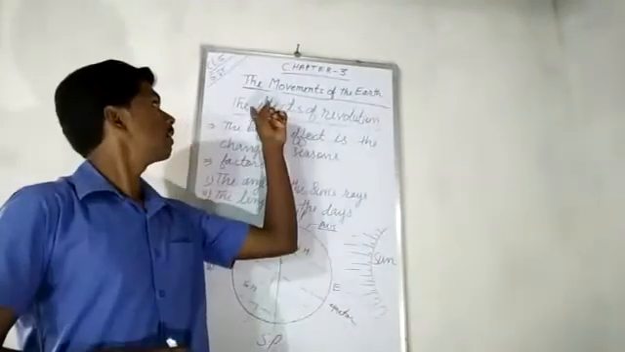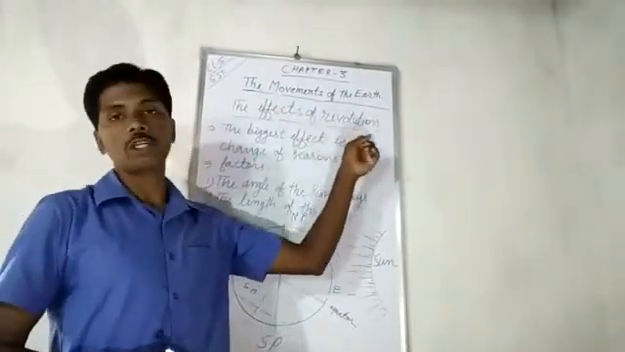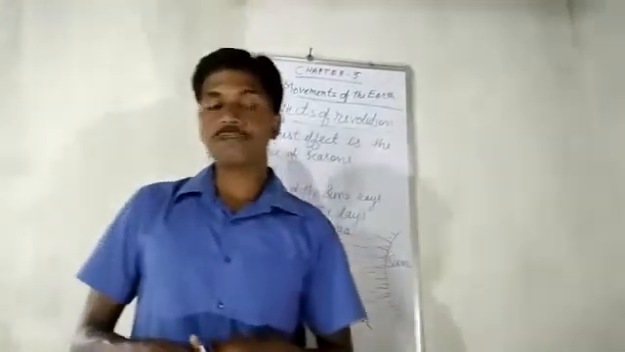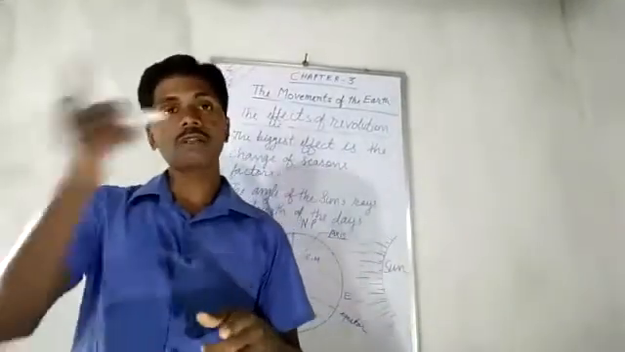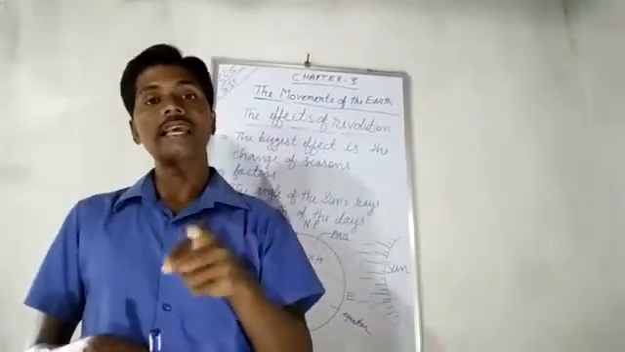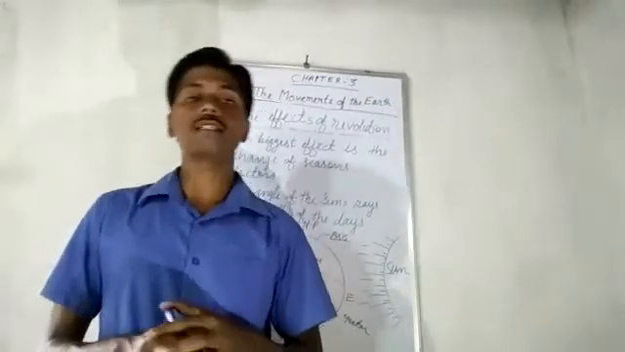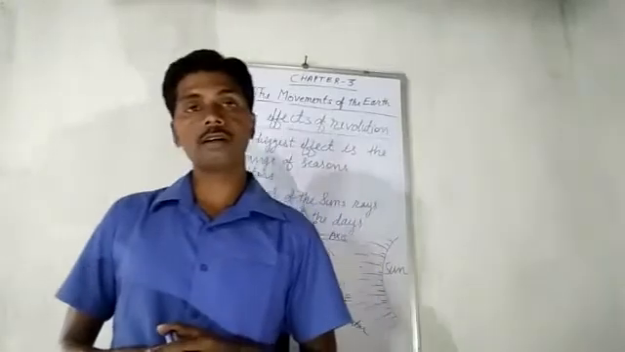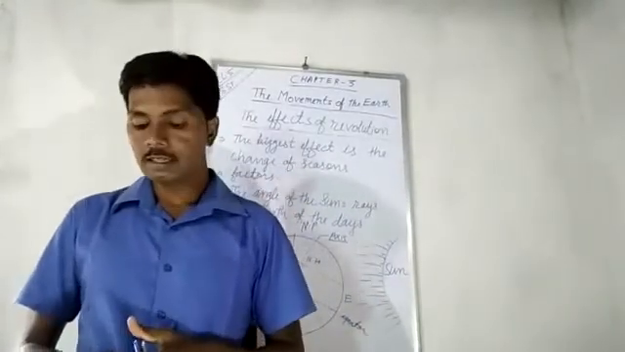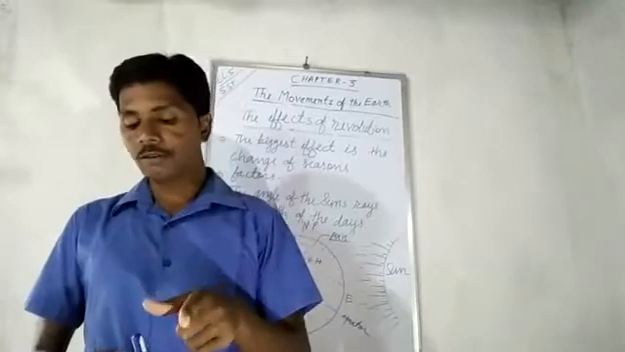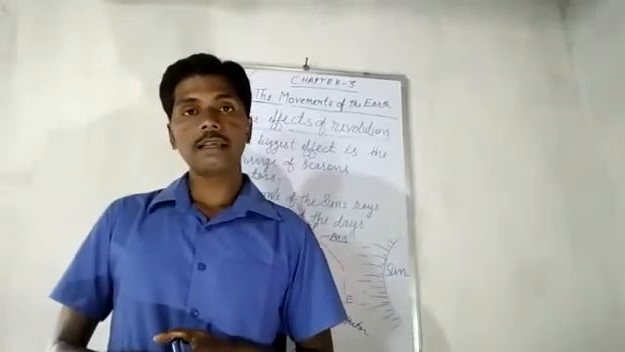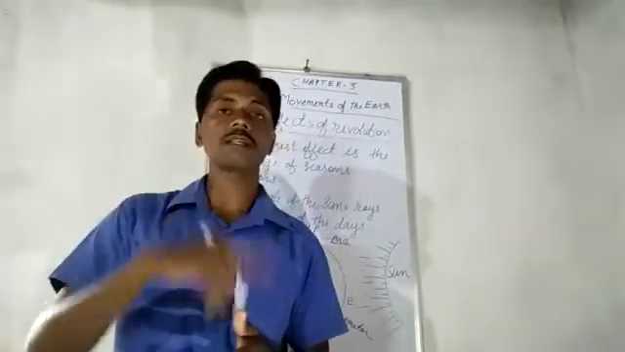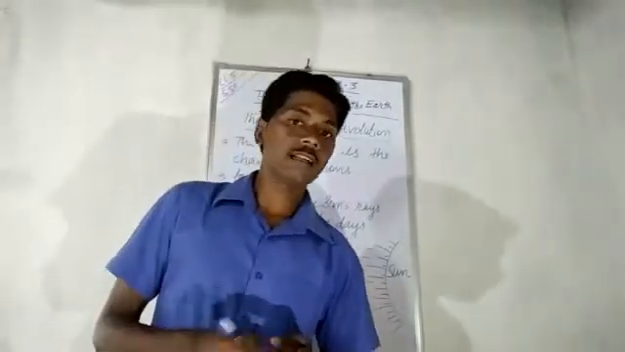Students, now we will see the effects of revolution, how it affects. The biggest effect of the Earth's revolution around the sun is the change of season. What is the biggest effect of the revolution? The biggest effect of the Earth revolving around the sun is the change of season. When it revolves around the sun, we get changes in seasons.